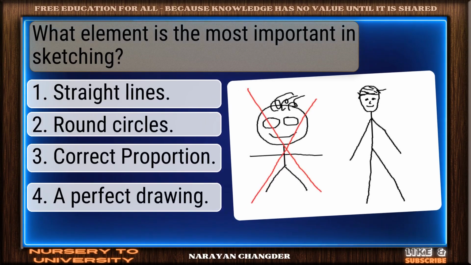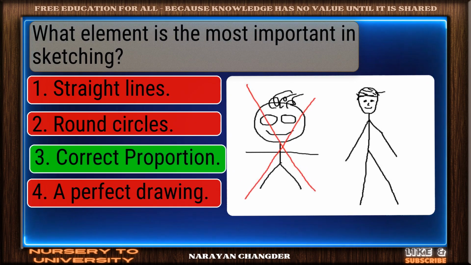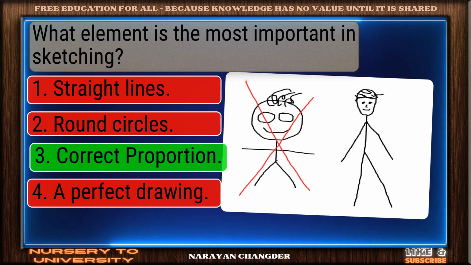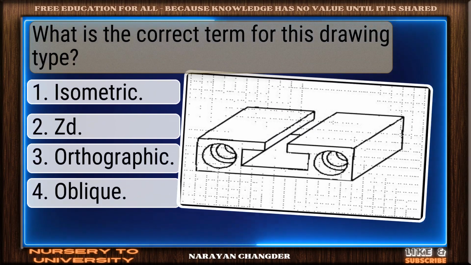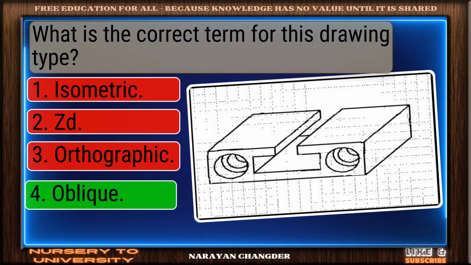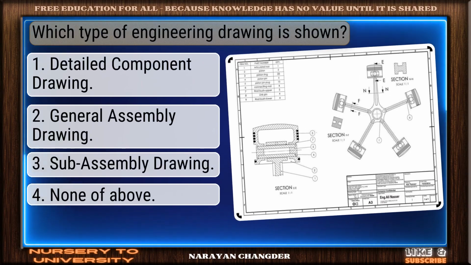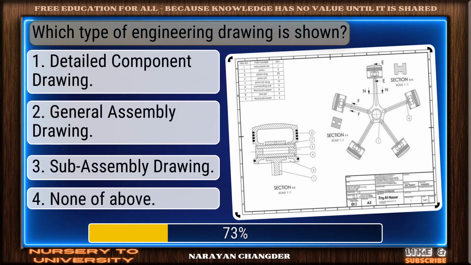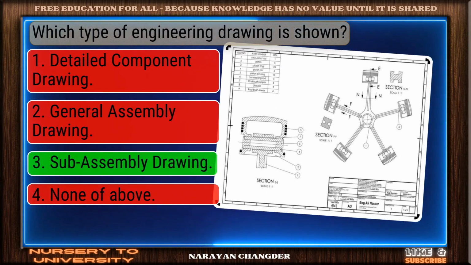What element is the most important in sketching? Right choice. Correct proportion is the best answer. What is the correct term for this drawing type? Smart pick. Oblique is the correct choice. Which type of engineering drawing is shown? You got it. Your choice, sub-assembly drawing, is right.